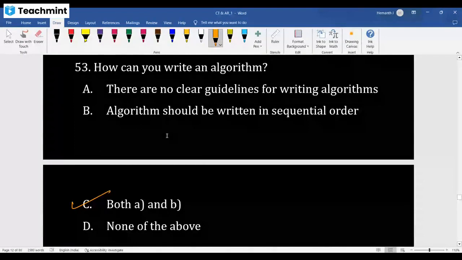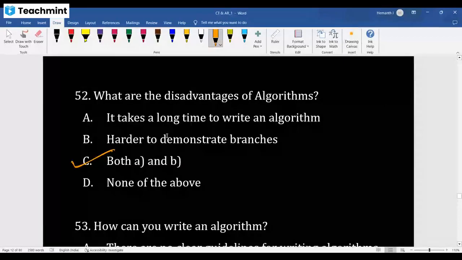How can you write an algorithm? No clear guidelines and we should put it in sequential order. And the disadvantage is that it is harder to demonstrate the branches and takes a long time.